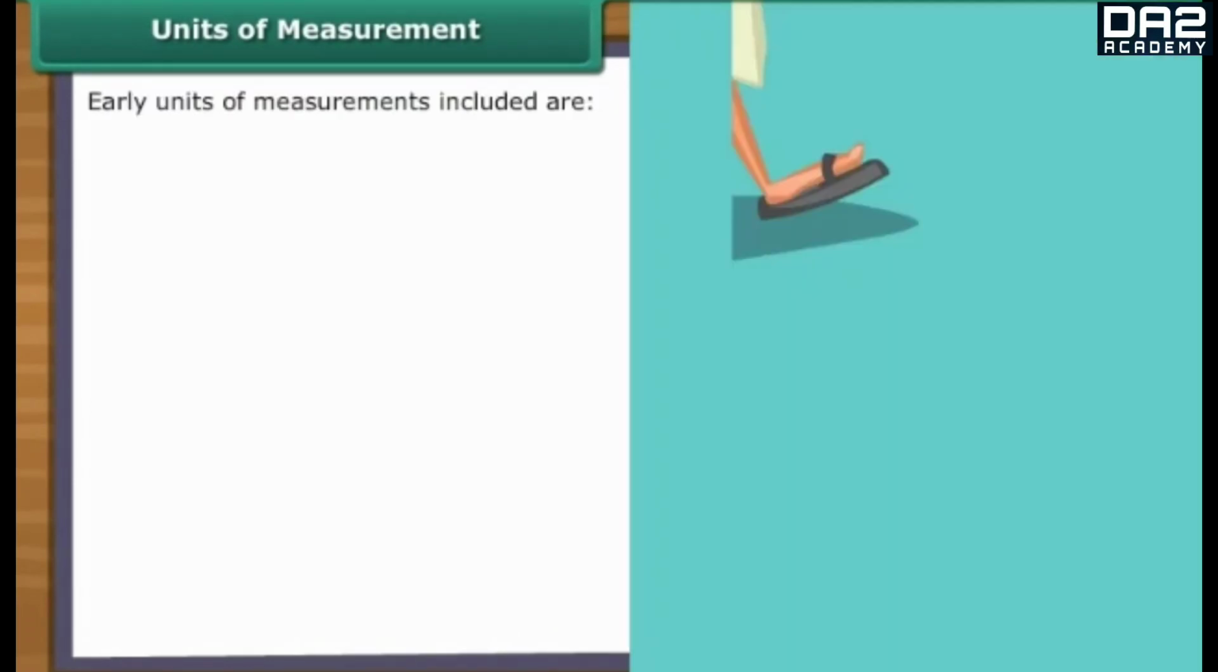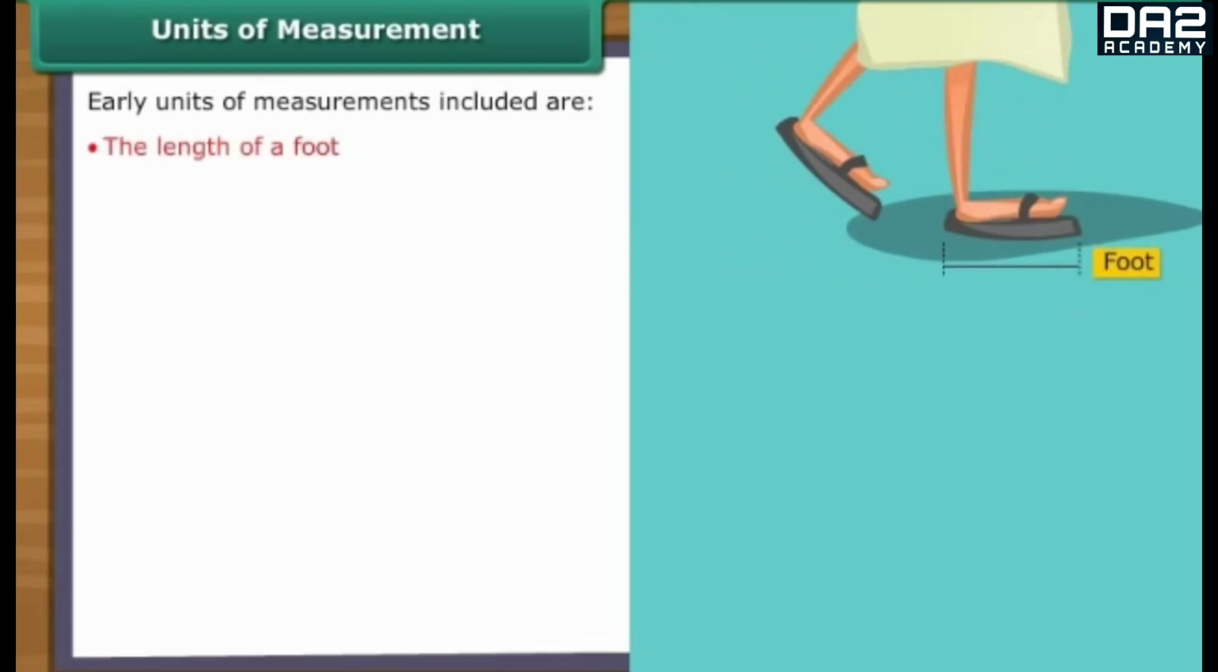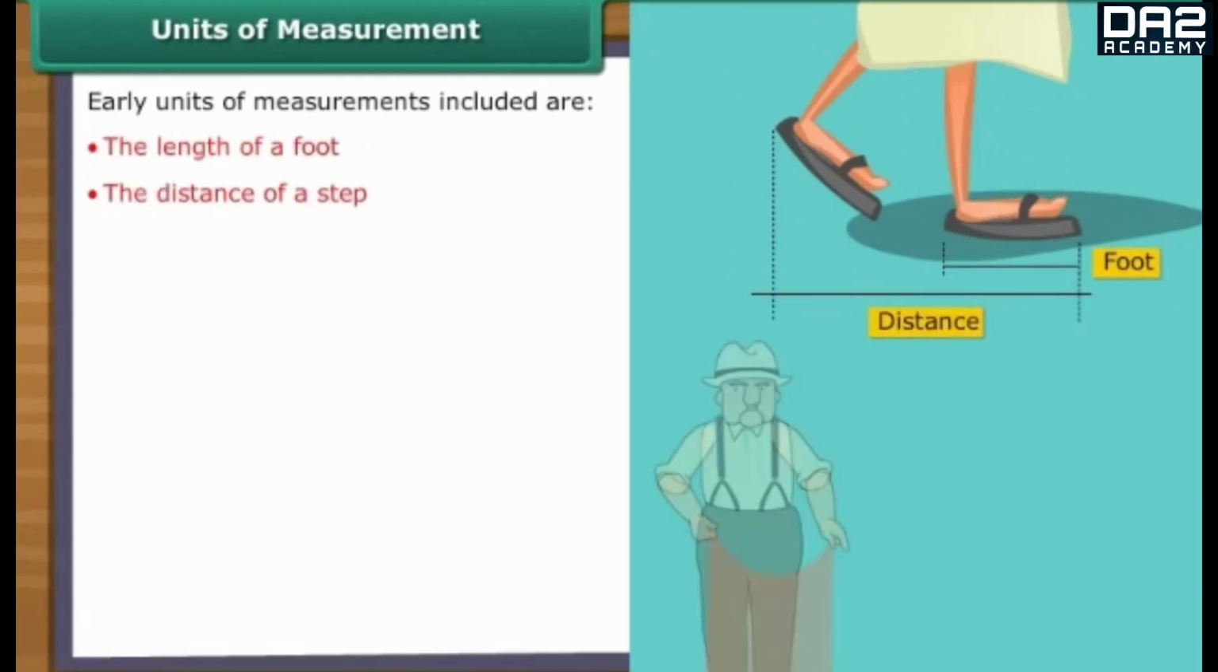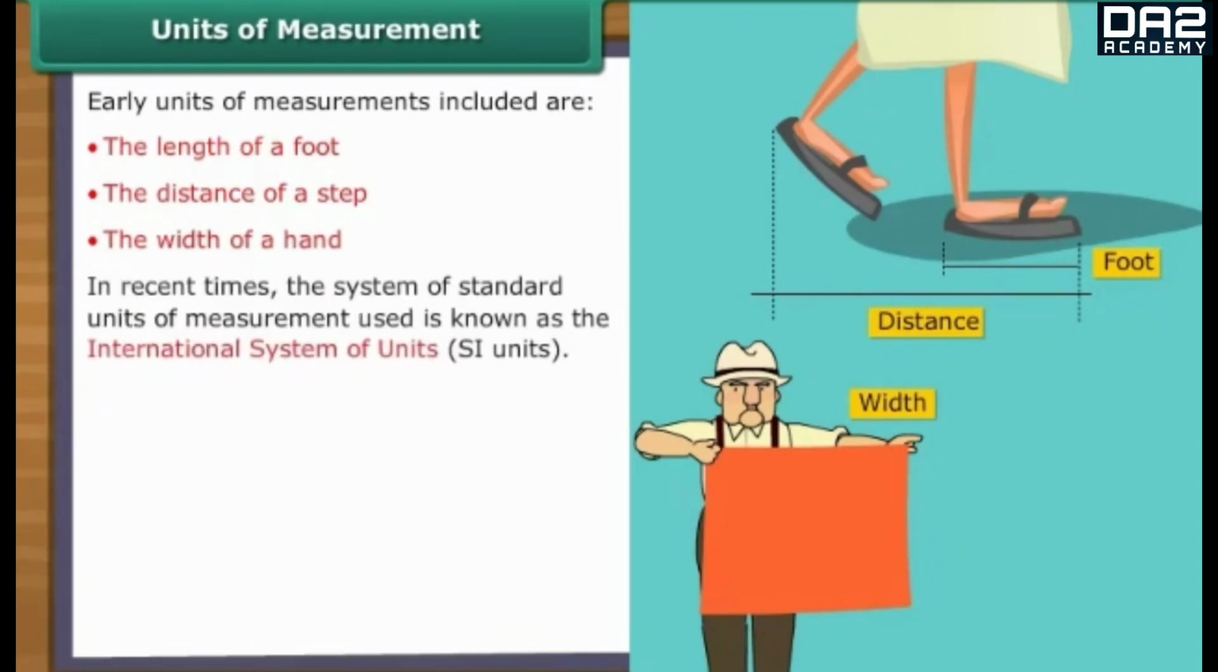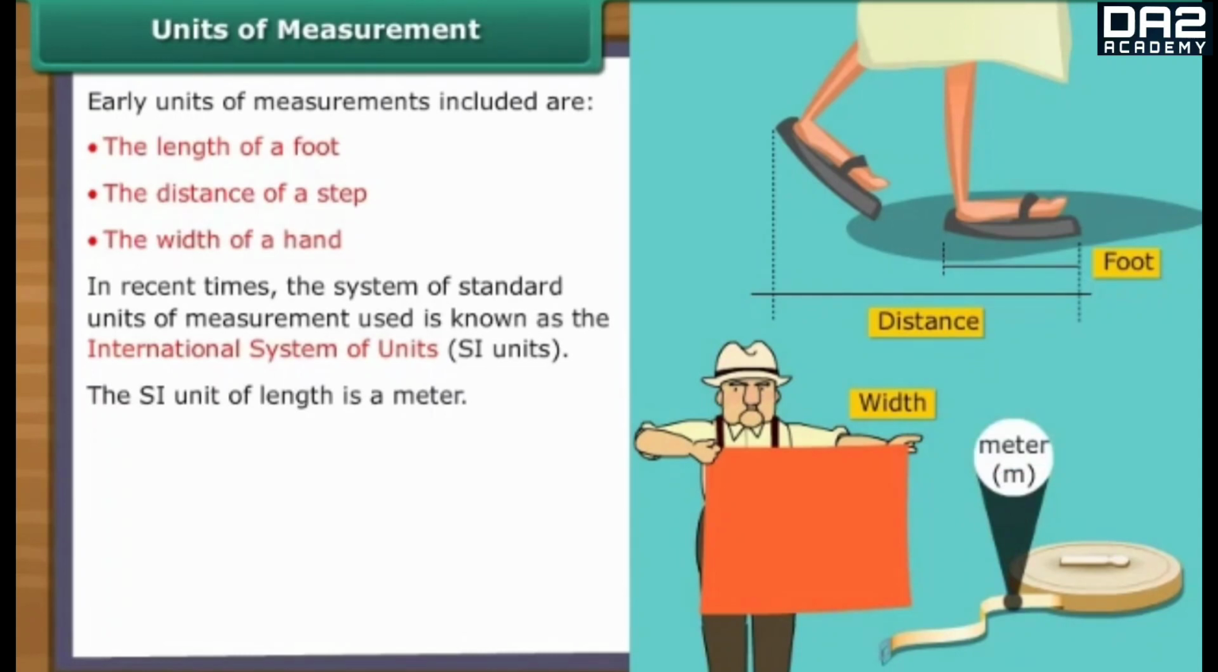Units of measurement. In the early days, units of measurement included the length of a foot, the distance of a step, and the width of a hand. However, these were difficult to maintain as the length of a foot would vary from person to person. To standardize the units, a metric system was put in place. This system is a standard unit of measurement, and the system of standard units used now is known as the International System of Units, or SI units. The SI unit of length is the meter.